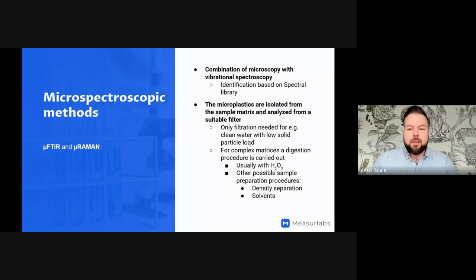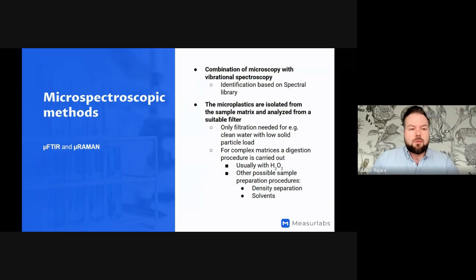And this is basically the case for everything else than pure water samples. The most common method for the digestion is hydrogen peroxide digestion, and it's preferred because it does not greatly affect microplastics. It doesn't degrade the plastics. Other sample preparation methods include density separation, and also in some cases, especially in consumer products, use of different kinds of solvents.